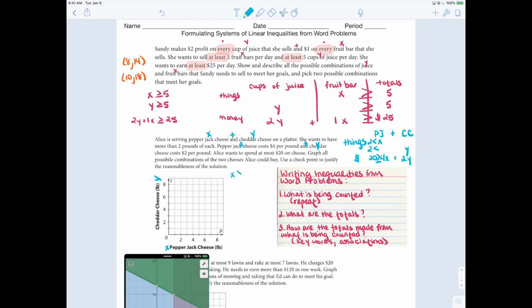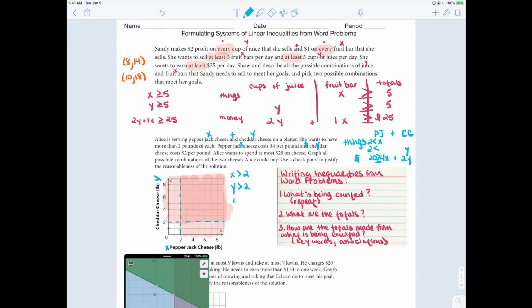We have X is greater than 2, and we have Y is greater than 2. We shade that in up top because it's getting bigger. And then we have our standard form, which if we look at our note card from before, we would solve for y to get it in y equals mx plus b.